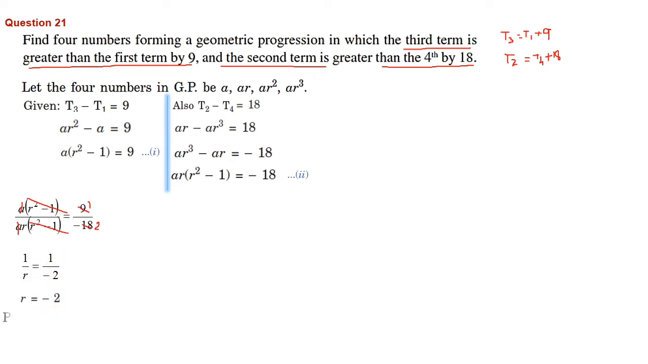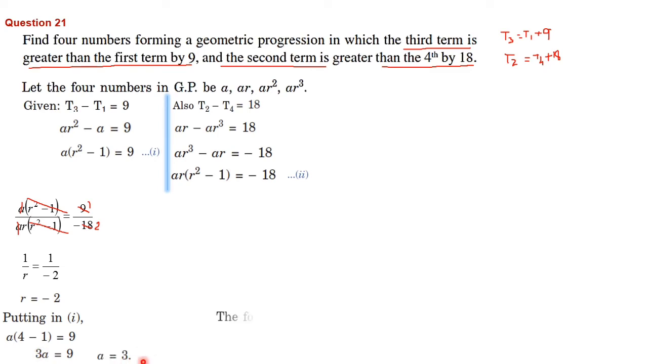Putting this value in equation 1, we will get the value of A. That is A into R square minus 1 equals 9. R square is minus 2 the whole square, which is 4. 4 minus 1 is 3, so 3A is equal to 9. A is equal to 9 by 3, so we will get 3.